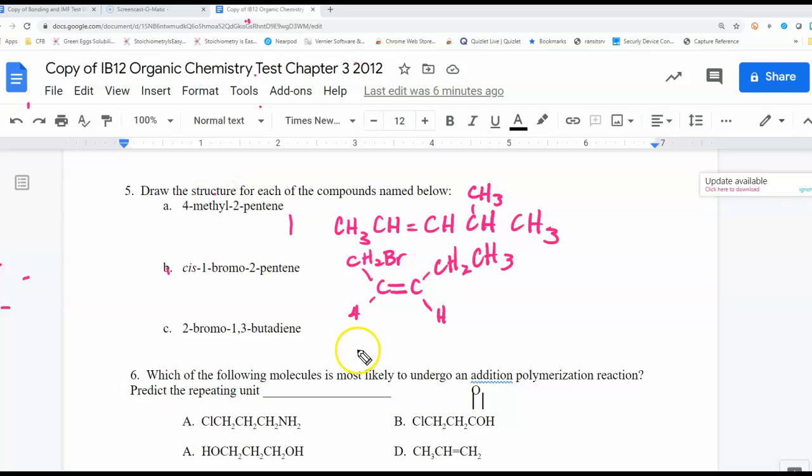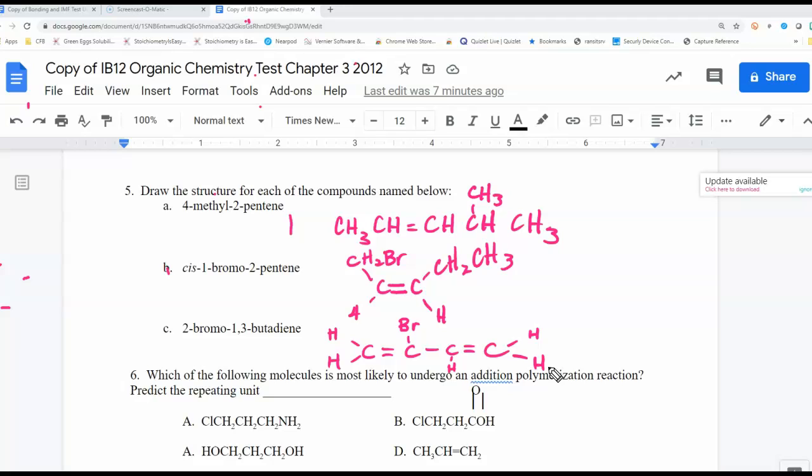Okay, so 1,3-butadiene means that I have a double bond between carbon number 1 and carbon number 2, and then I have a double bond between carbon number 3 and carbon number 4, like that. So that's my butadiene, and then I've got 2 bromo. So I've got a bromo here, and that takes care of all 4 there. So that means this has to have 2 hydrogens coming off of it, and this needs a hydrogen coming off of it, and this is going to have 2 hydrogens over here like that.